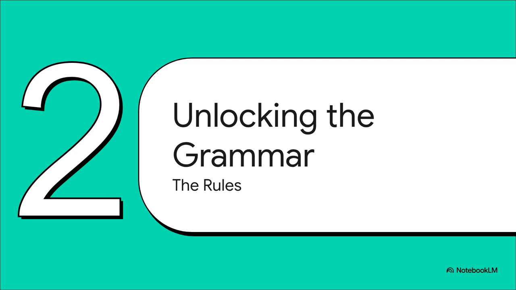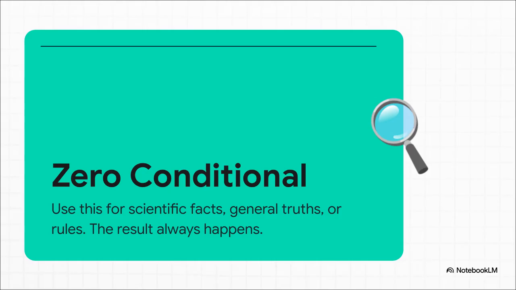Now let's get into the good stuff and unlock the grammar to see exactly how each one works. The very first one we heard is called the zero conditional. We use this for things that are 100% true. Think scientific facts, rules, or just general truths. If you do A, B always happens.